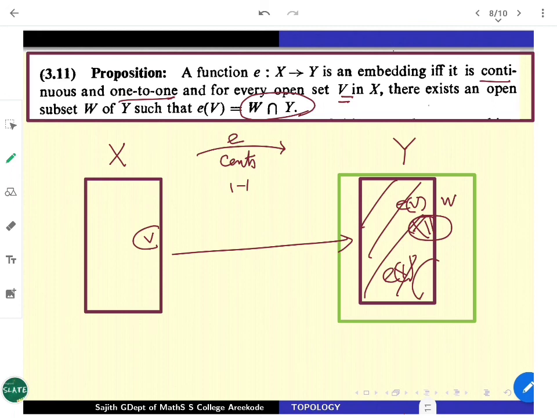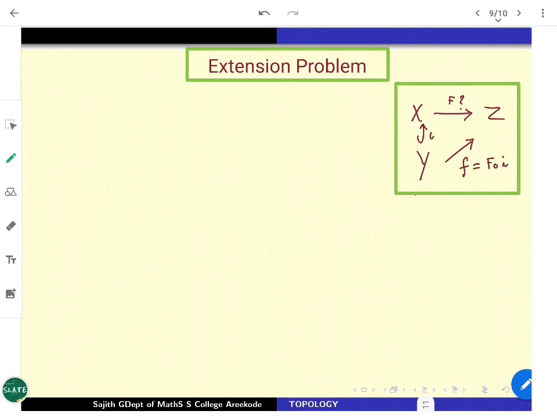So we'll wind up all these discussions with two more important problems. One is the extension problem and another one is the lifting problem. Both are important in various branches of mathematics, not only in topology. So you might have seen these kinds of things even in analysis also. So just to look at what an extension problem is, we can state it in the following manner.